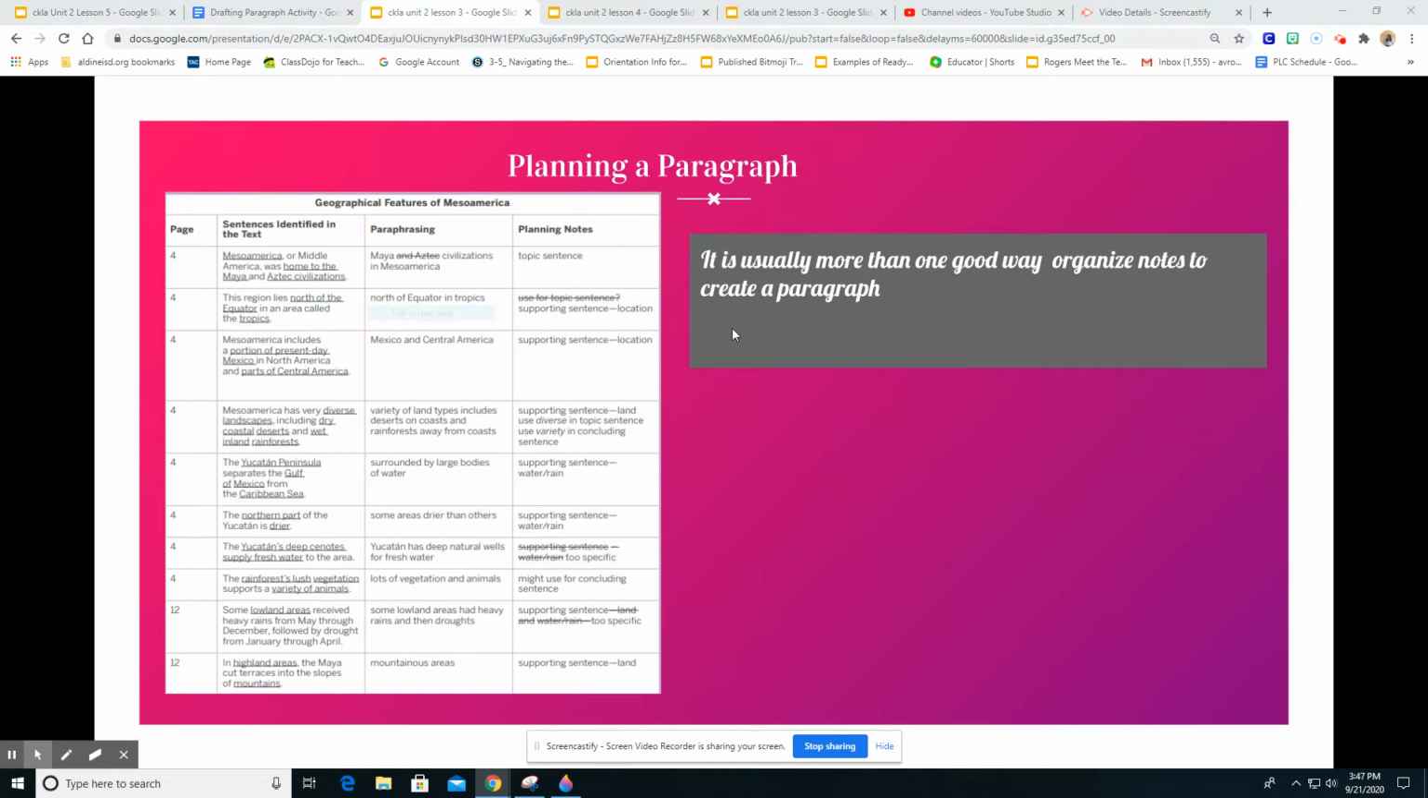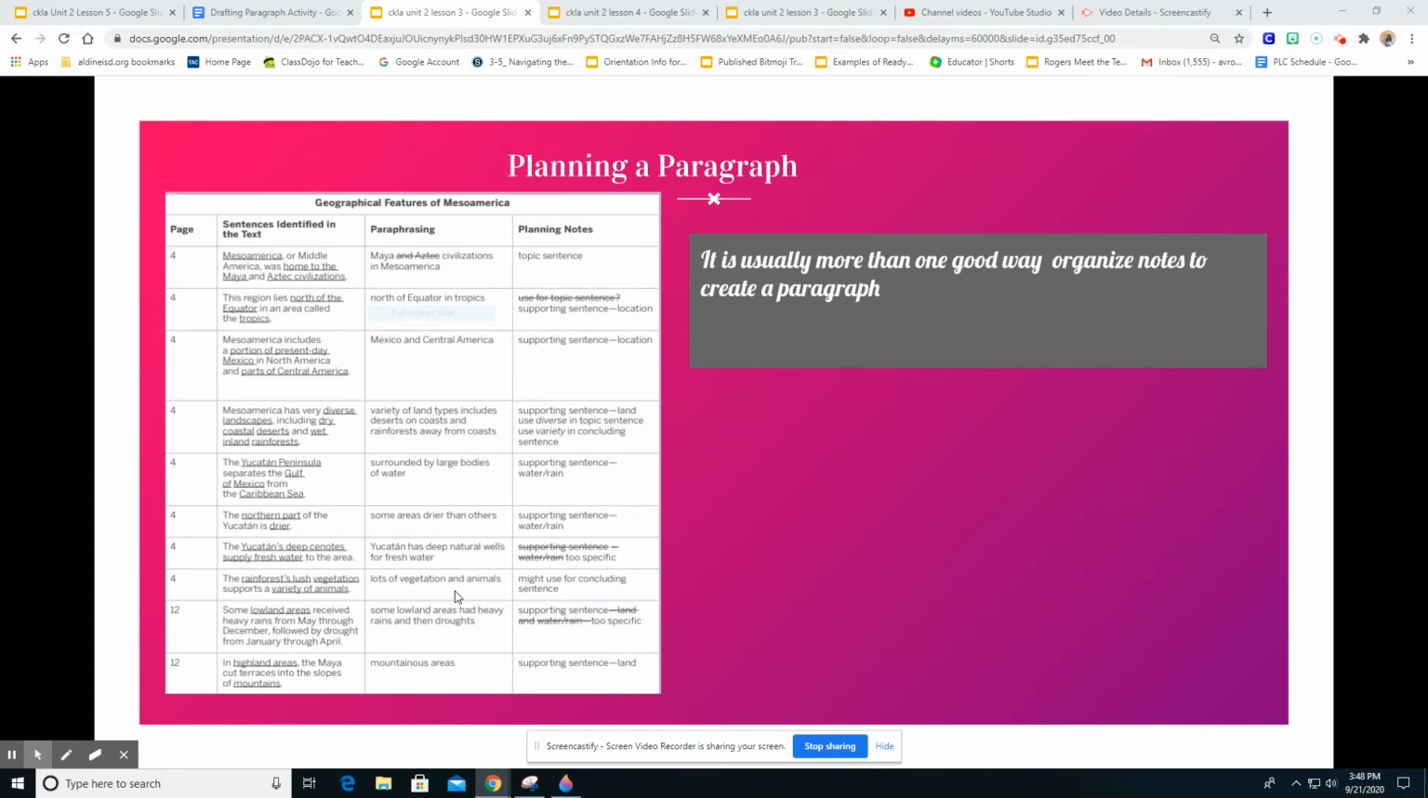Also here, I noticed that this sentence, even though I chose it because I identified it to my topic, was too specific. So I crossed it out. It was too specific to be a supporting sentence. Also here, I said some lowland areas received heavy rains from May through December, followed by drought from January to April. Again, this could be a supporting sentence, but it is too specific.